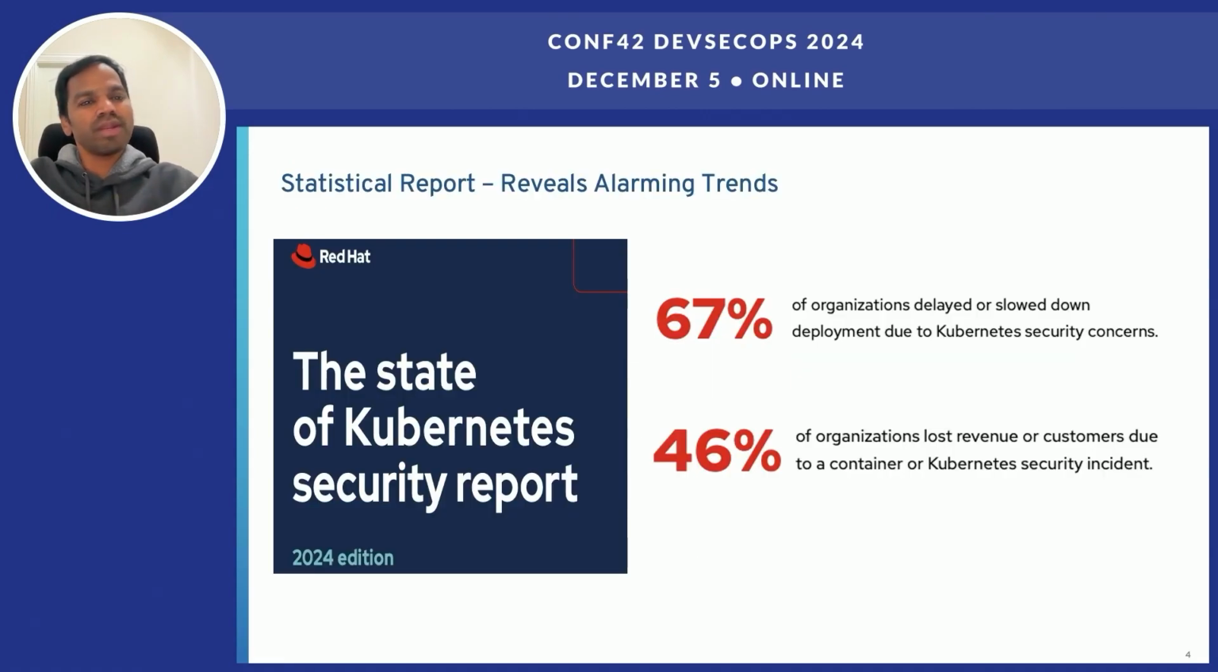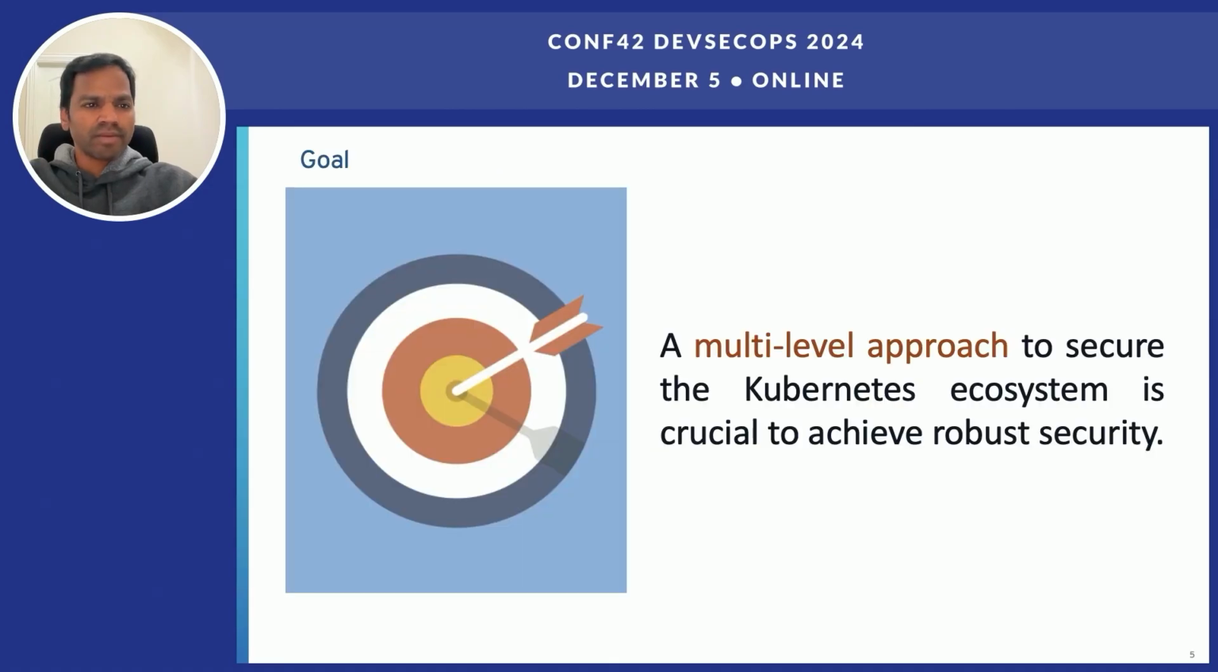A recent Kubernetes security statistics report from Red Hat shows alarming trends. If you notice, about 67% of organizations delayed their deployment due to Kubernetes security concerns, and about 46% of organizations lost revenue due to a Kubernetes security incident. Wait, no need to panic.